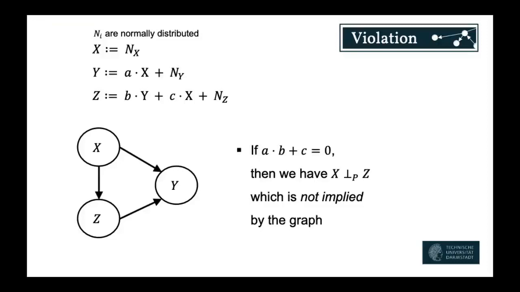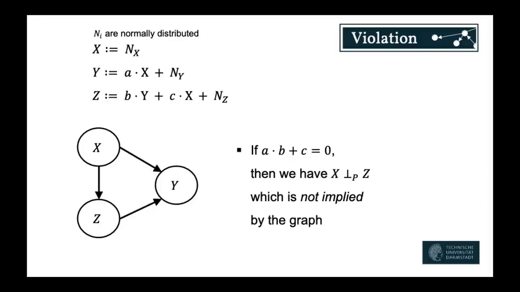We take those Ni again to be some noise variables, and we say they're normally distributed. So X is just its noise, Y is some A times that Nx plus Ny, and then Z is just By plus Tx plus Nz. Then the implied graph structure is the following, right? So you see that X is what we will later call a common cause or confounder of Z and Y, and Z is pointing to Y.